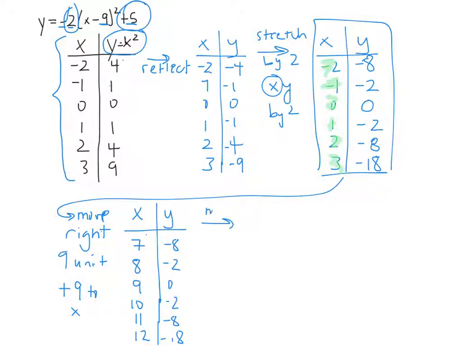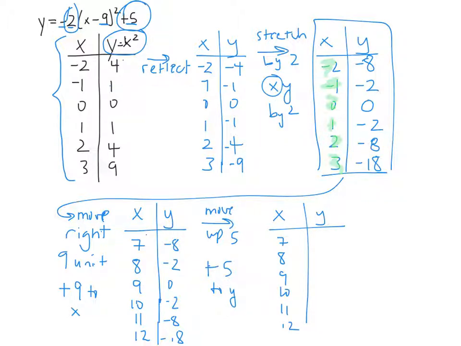And then my last move is that I want to take my coordinates and move them up 5. So if we're moving up 5, I'm not moving left or right. The x is not going to change. We're moving up 5. We're going to add 5 to the y coordinates because everything has to slide up. So my final set of ordered pairs would have the 7, 8, 9, 10, 11, 12. And all of these y coordinates have 5 added to them. So -8 add 5 would be -3.